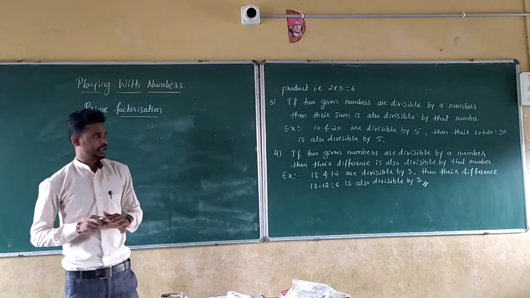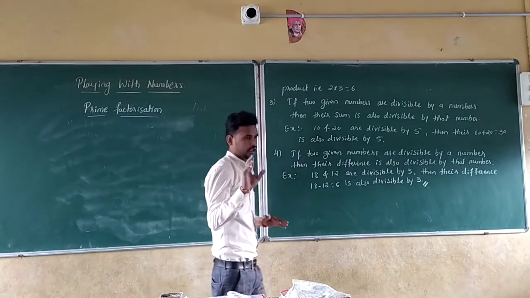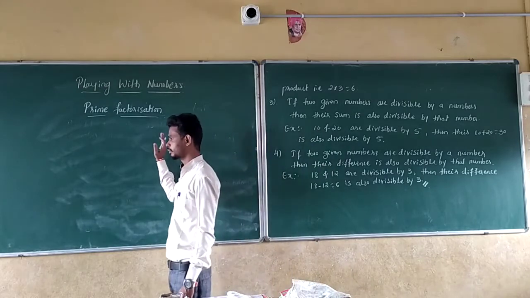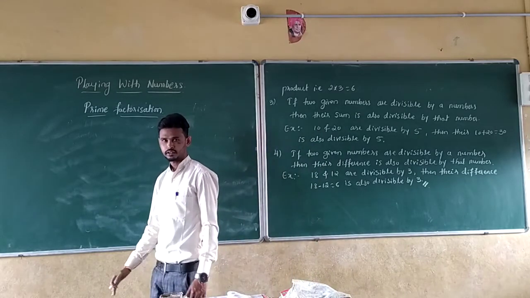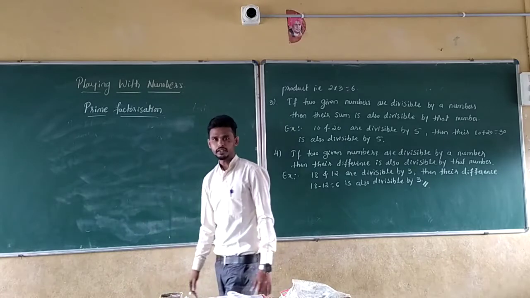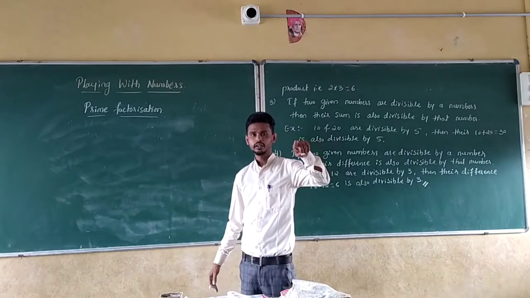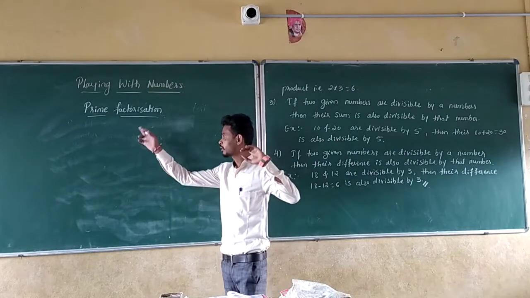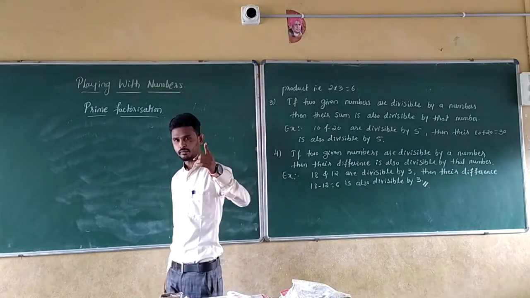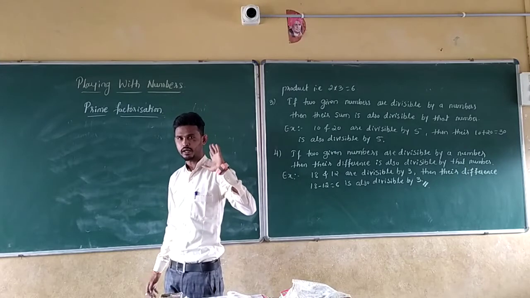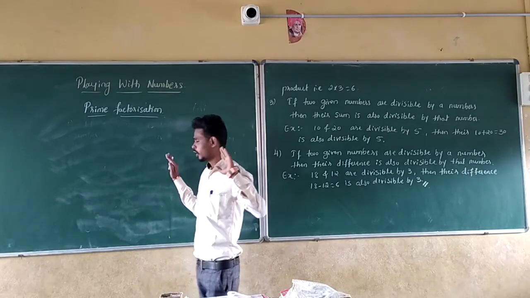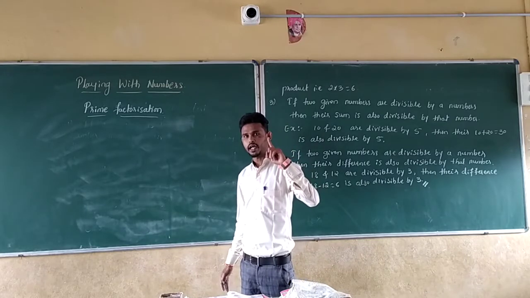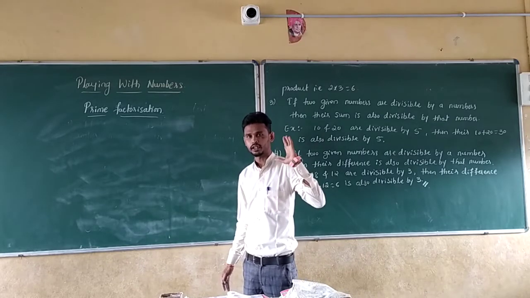Let us see here. Every composite number can be expressed as a product of its prime factors. Composite number means a number which is divisible by other numbers also. That one is called a composite number, and prime number means a number which is divisible by one and itself. That one is a prime number. So here what we can say, every composite number can be expressed as a product of its prime factors.